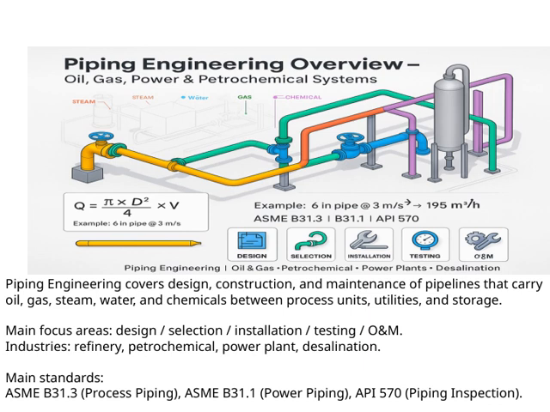Finally, we'll mention some key standards, including ASME B31.3 for process piping, ASME B31.1 for power piping, and API 570 for piping inspection. So let's get started and dive into the world of piping engineering.